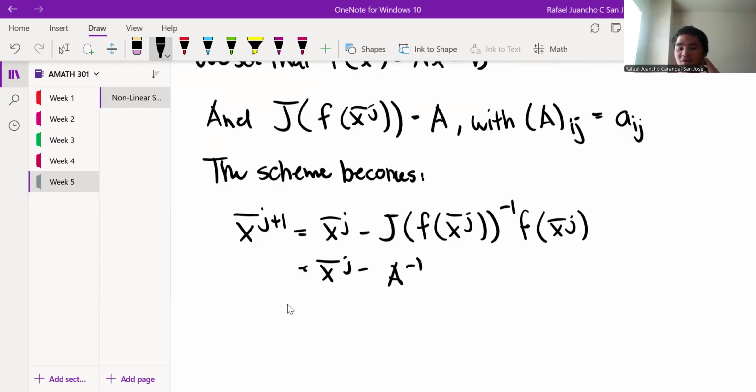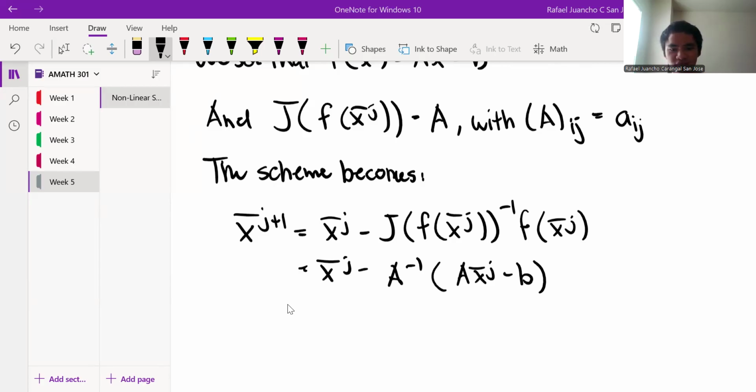So there was a reason why we weren't putting it in the denominator. It's because we want to treat it like an inverse. So that's our inverse in linear algebra. And this is, again, our f of x_j. Again, we treat it like a function. So like this.